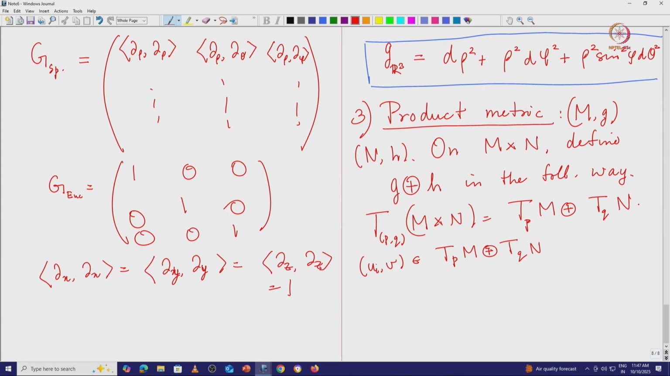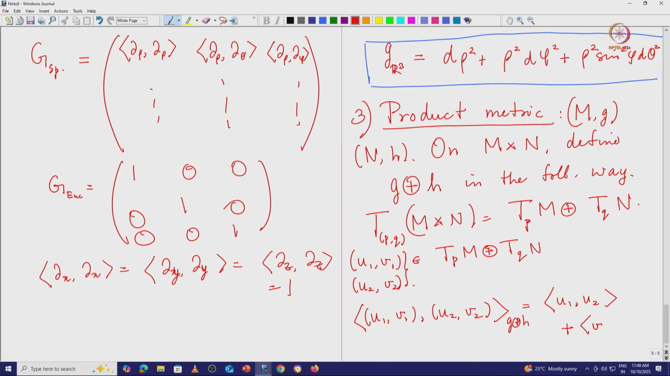So given any vector u1 v1 in this tangent space and u2 v2, one can define the inner product of u1 v1 comma u2 v2 in this product metric to be simply the inner product of u1 u2 plus the inner product of v1 v2. Okay, and it's an easy matter to check that this actually defines a Riemannian metric. So this metric is called the product metric.